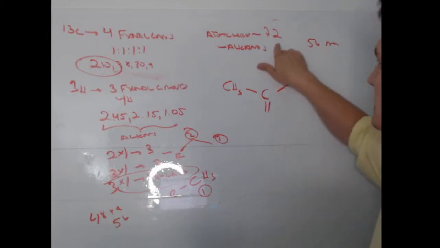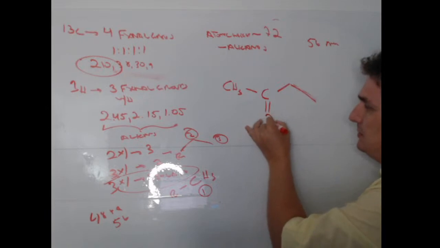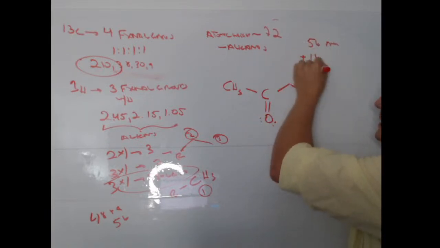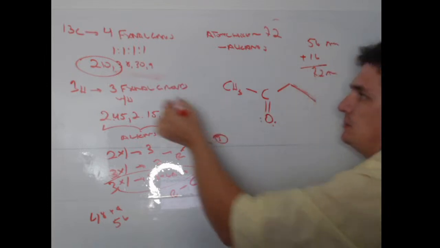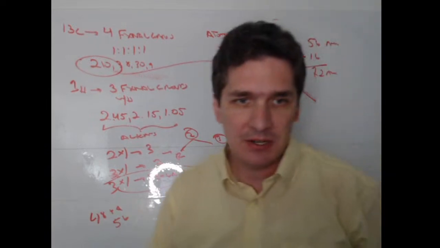So we need to somehow get up to 72, and we need to get rid of all the hydrogens on the carbon. So the easiest way for me to do it is to say, well, let's pretend it's an oxygen. So if we add an oxygen, that'll get us to 72 AMUs. That would be consistent with a heavily deshielded carbon, and that would reproduce our spectrum.